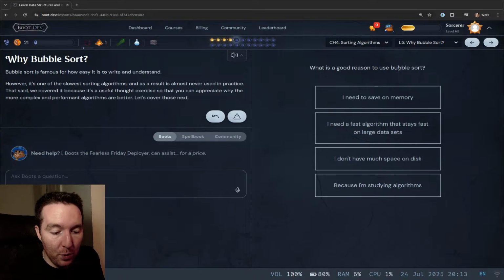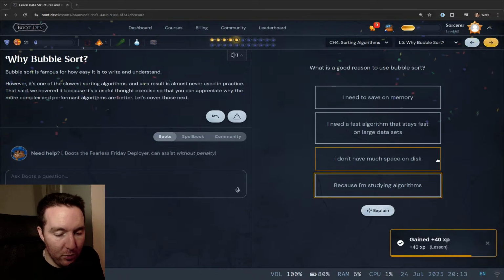Whereas a good reason to use bubble sort: I need to save some memory, I need a fast algorithm that stays fast on large datasets, I don't have much disk space because I'm studying algorithms. It's definitely the last one.